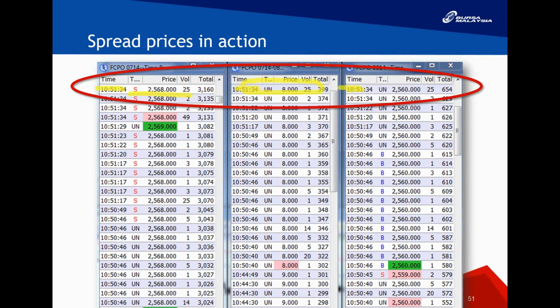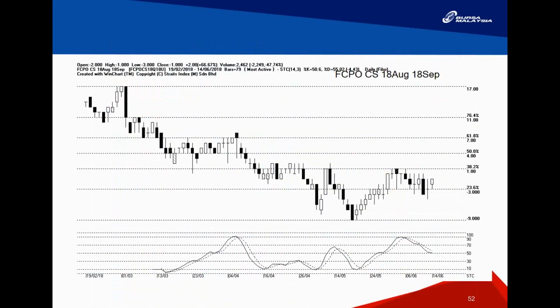And this is what I said, that spread traders actually provide liquidity to the market using this method. Now, I know most of us love charts, although most spread traders don't trade with charts. But do I look at charts? Yes.